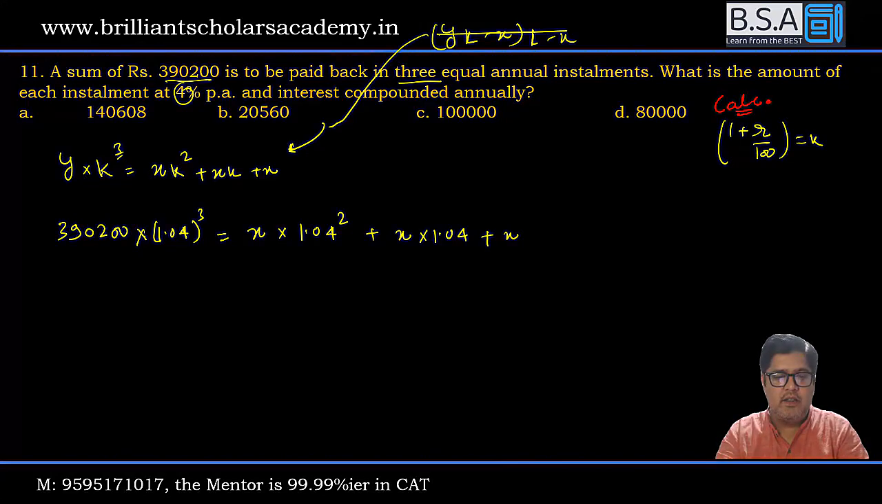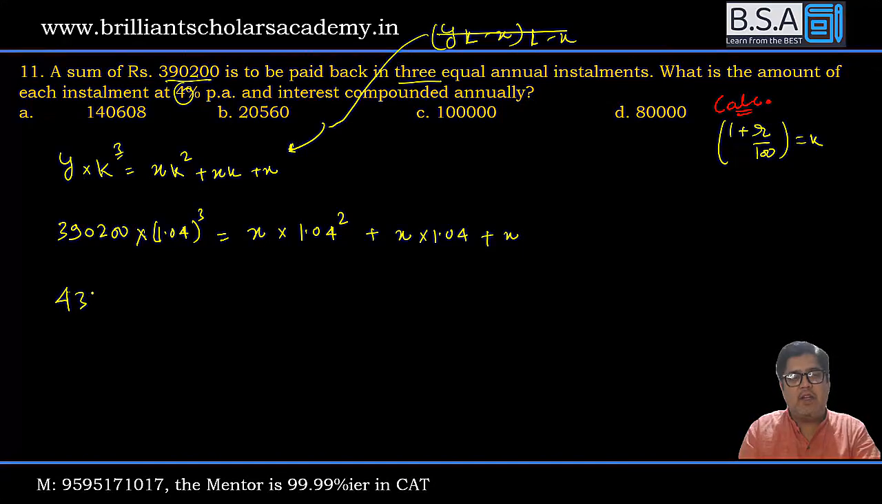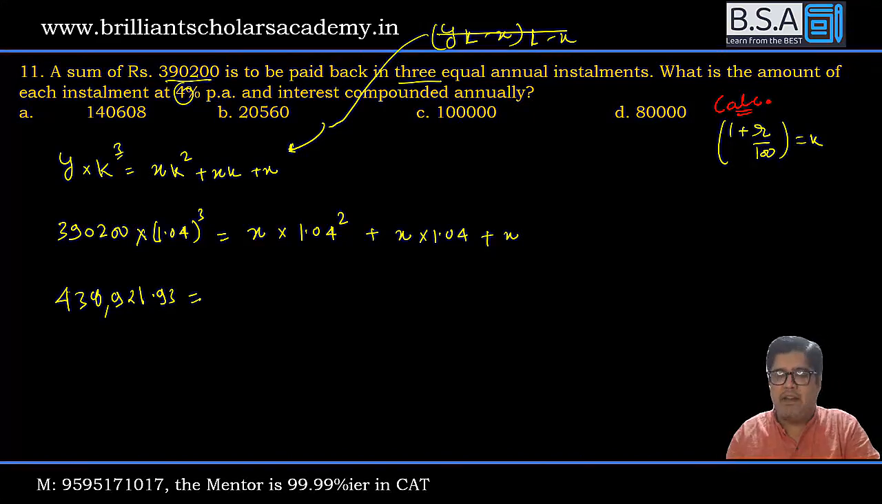3,90,200 into 1.04 into 1.04 into 1.04, three times. So this becomes 4,38,921 rupees and 93 paisa. Leave the paisa as it is. It will not matter that much.